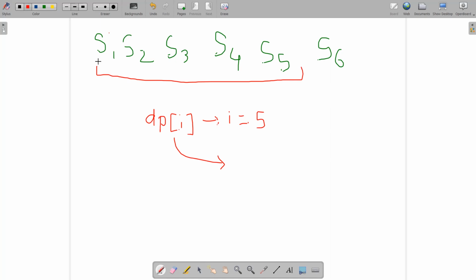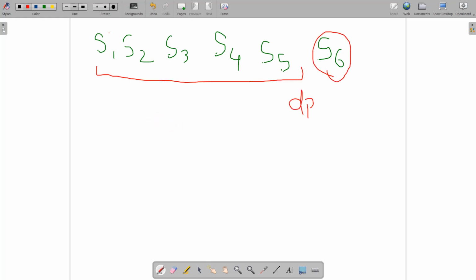Now what I have to do is find out how we are going to get the value of dp of 6 from previously calculated values. As we all know, the dynamic programming approach uses pre-calculated values. That's why I said that at a certain state of iteration, we have already found the minimum values of dp from i equal to 1 up to i equal to 5. Now we are trying to find the value of dp of 6 with the help of pre-calculated values. So how are we going to do that?